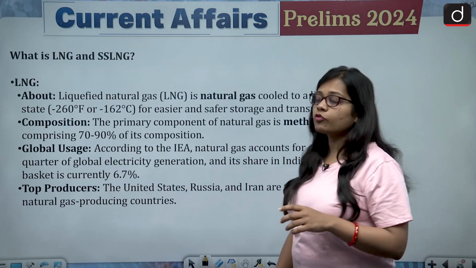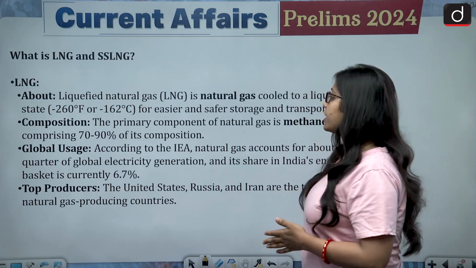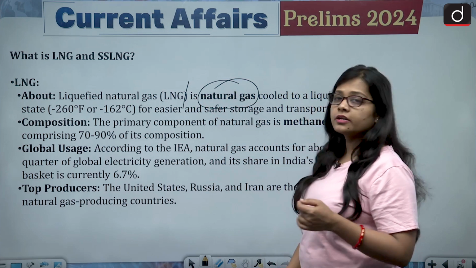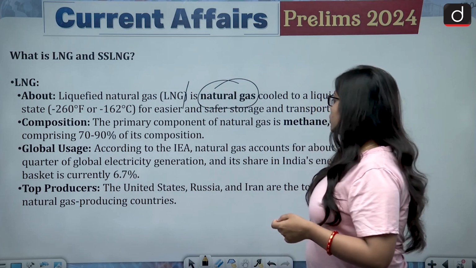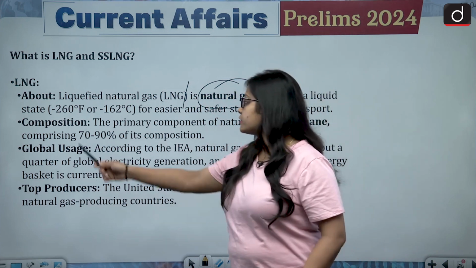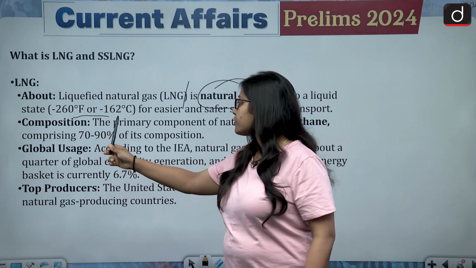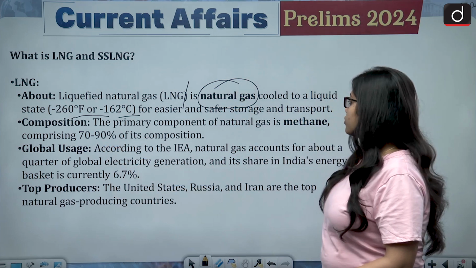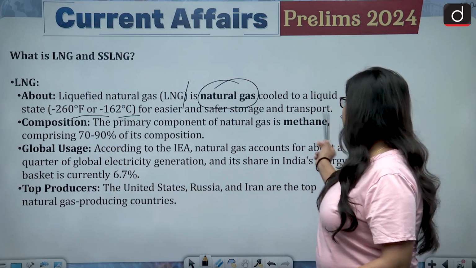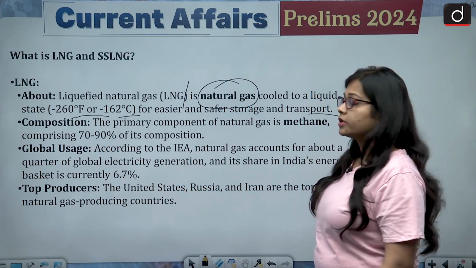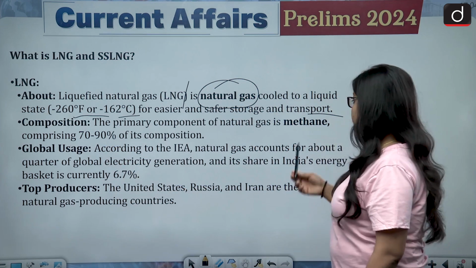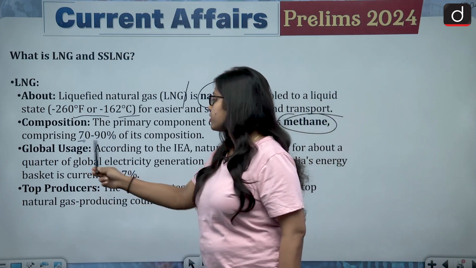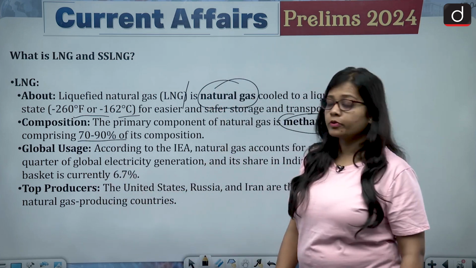Then what is LNG and what is SSLNG? LNG is liquefied natural gas, which is natural gas cooled to a liquid state. The temperature is -260 degrees Fahrenheit, or minus 162 degrees Celsius, for easier and safer storage and transport. As for composition, the primary component is methane, which comprises around 70 to 90% of it.